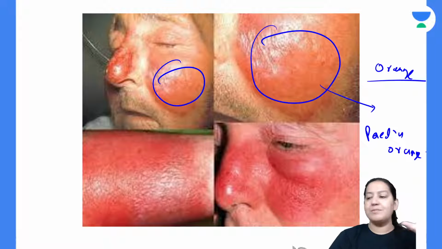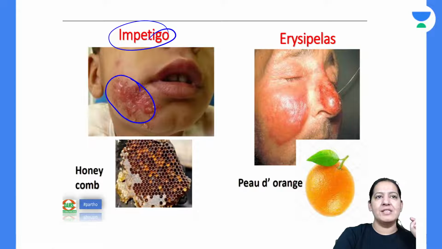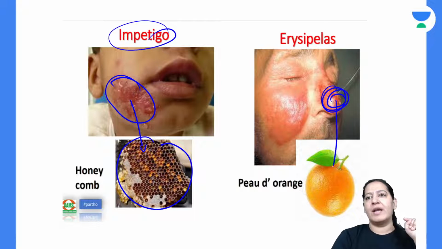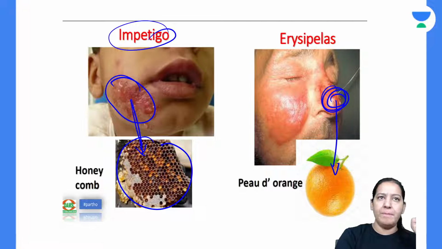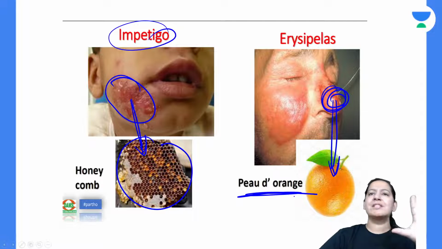This appearance is known as peau d'orange appearance, right? It is impetigo. Can you see? This is impetigo. It is looking like honeycomb. Can you see? This is erysipelas. It is looking like orange. So honeycomb appearance or peau d'orange arrangement. All this is the pus formation.